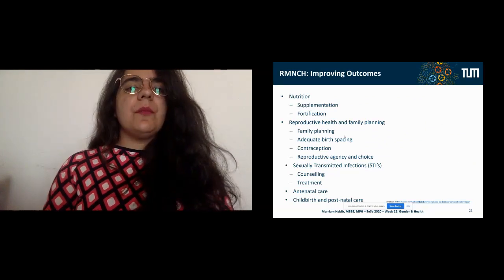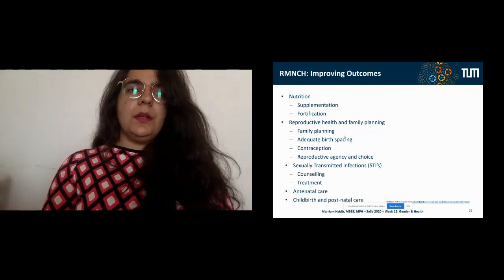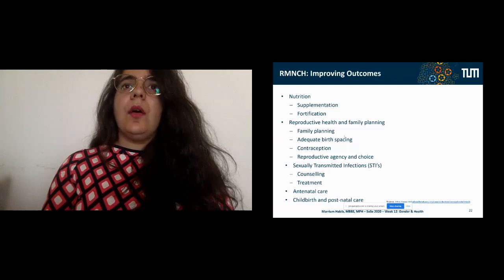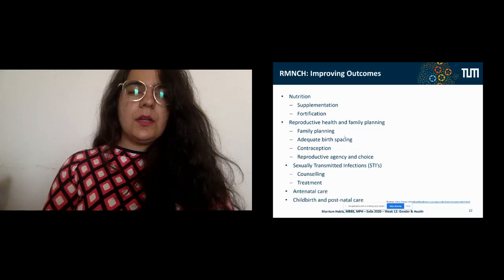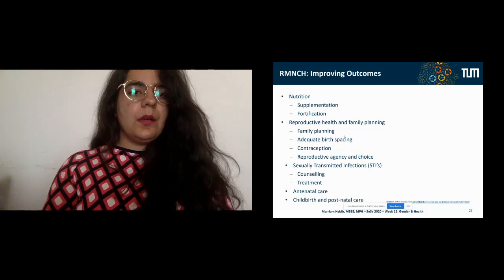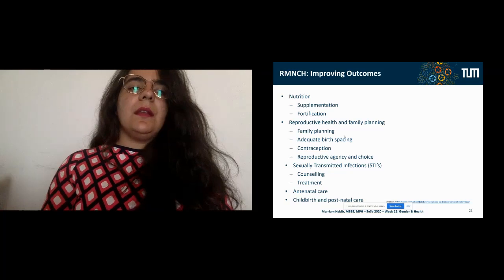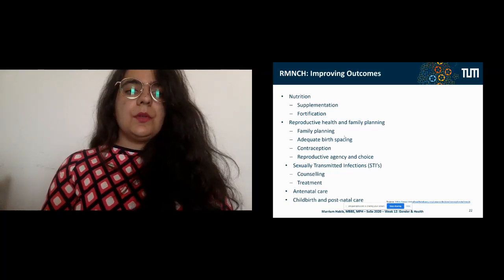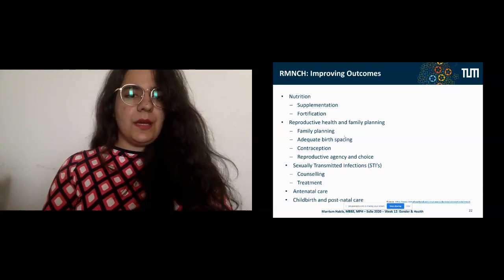Here we look at five modalities of how RMNCH outcomes can be improved. For example, nutrition. This could include supplementation of foodstuffs or fortification of foodstuffs, for example, adding iodine to salt to prevent goiter growth. Reproductive health and family planning. Of course, family planning being the information, the means, and the tools required for couples to decide how many children to have and when to have them.